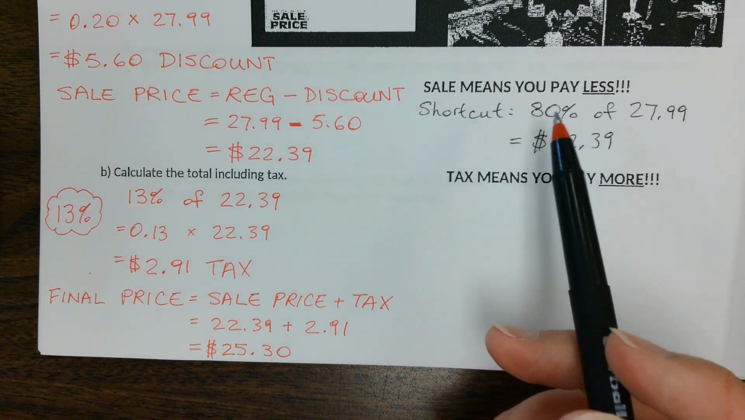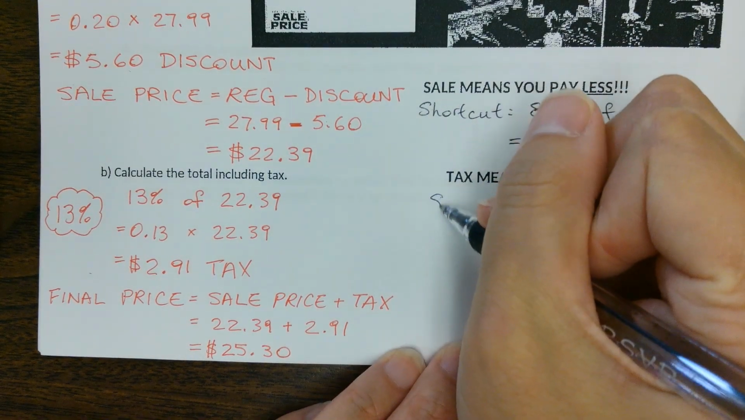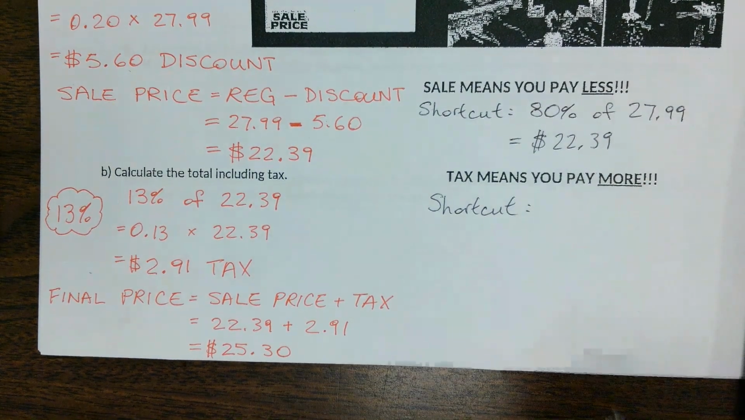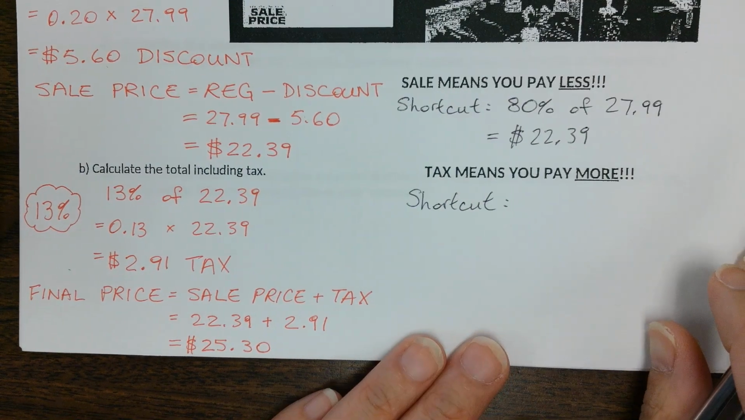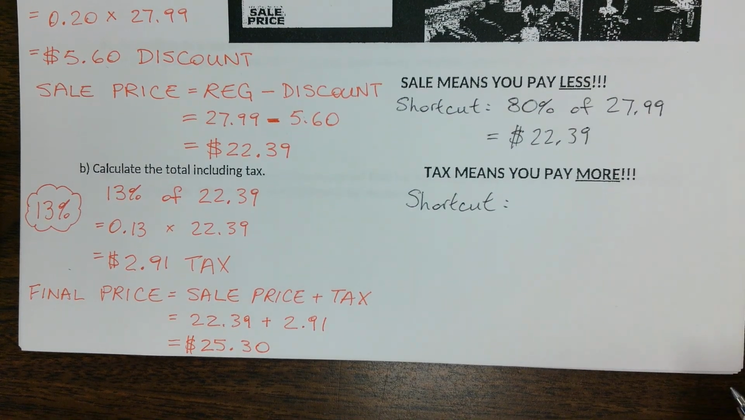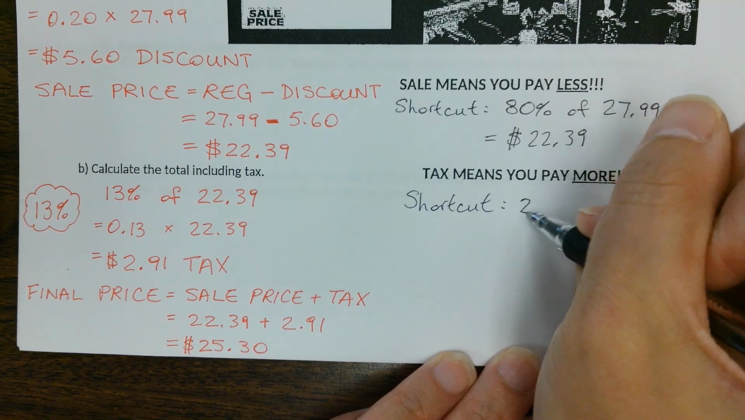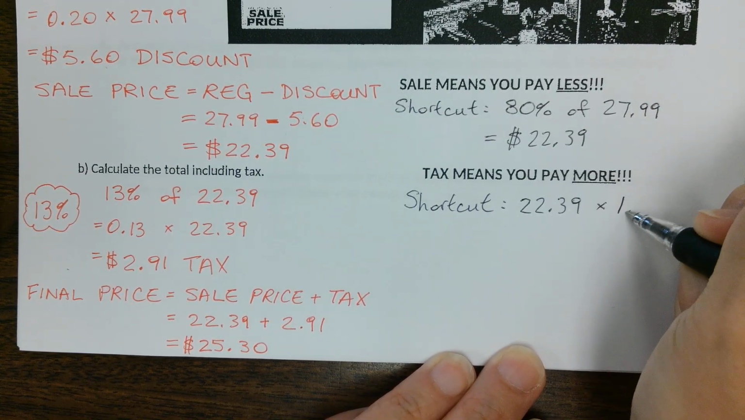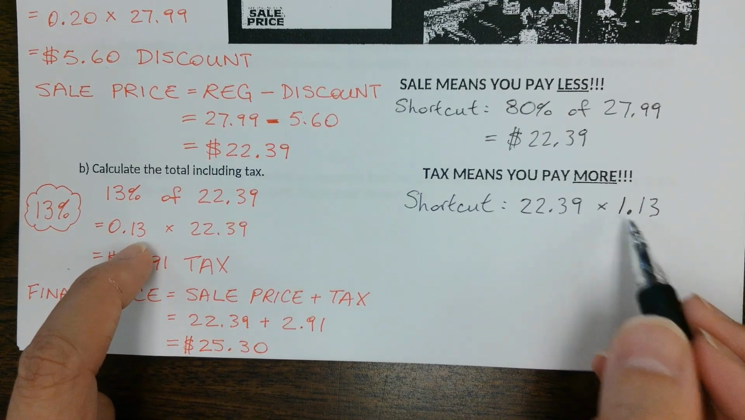Okay, but since there's a shortcut for this, there is also a shortcut for this. Yeah, there's a shortcut as well. Who knows the shortcut? 3 people. Okay, what is the shortcut? Naomi? 1.13, excellent. So if you do 22.39 times 1.13, instead of timesing 0.13, you times 1.13.